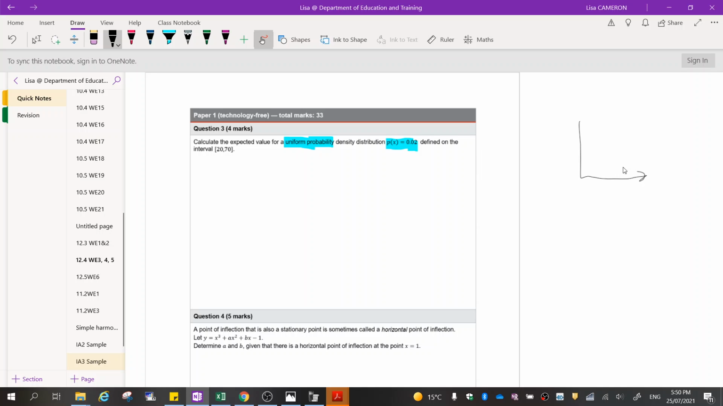So if I'm graphing this, when I graph it, here's my boundary, 20, 70. Up here, this value here will be 0.02. So it's uniform, meaning it's always that value. The area underneath here will be equal to 1. So let's just start working out our expected value. Like I said, it's going to be a continuous random variable.